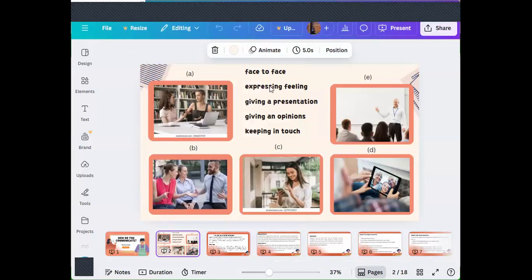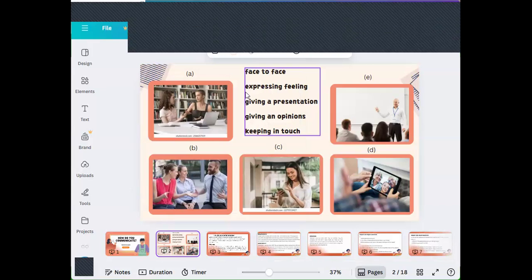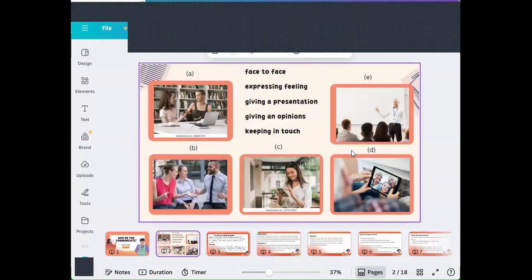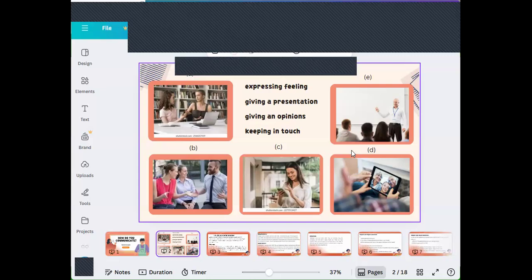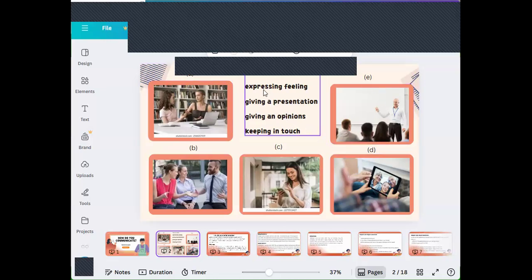Here is the first one: face-to-face communication. Next one: expressing feeling. Next one: giving a presentation. Next one: giving an opinion. The last one: keep in touch. This time you have to look at the pictures and match them with the phrases. These are the ways we communicate with each other. All right, so here are letters A to E. Please match these with the pictures, everyone.